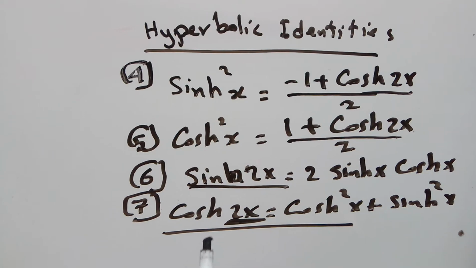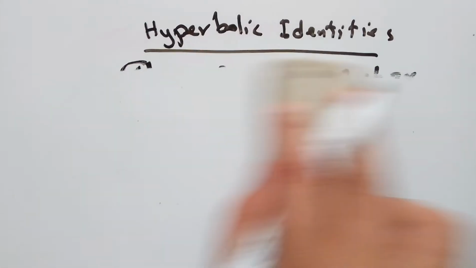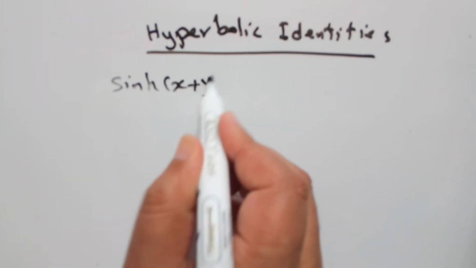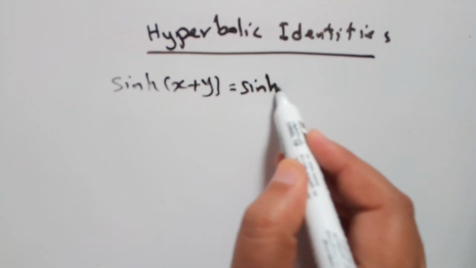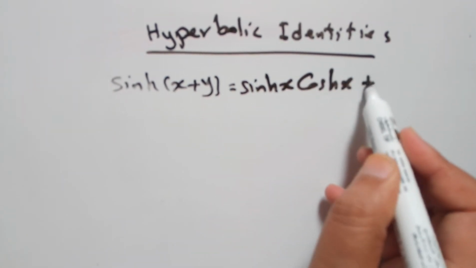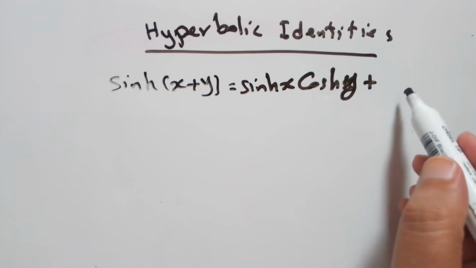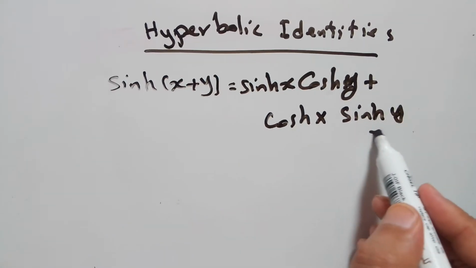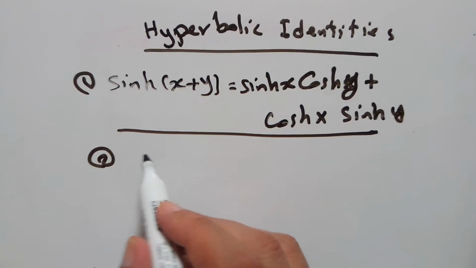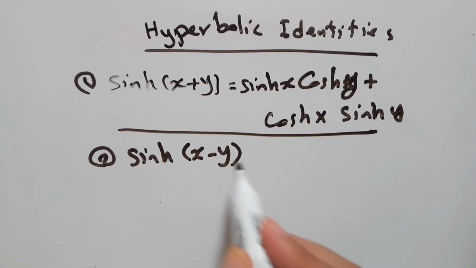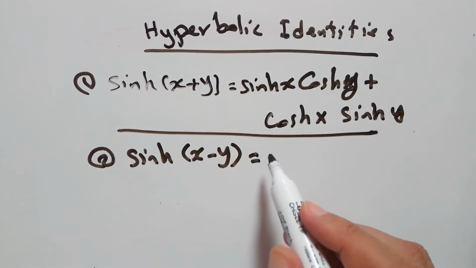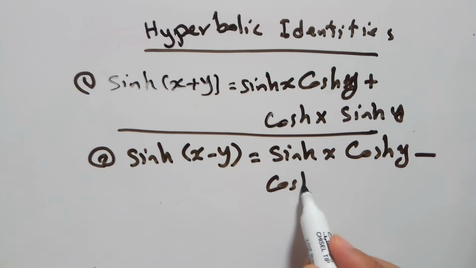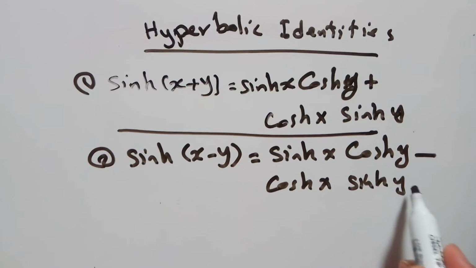Okay, and we have some identities for the sum and the difference between two values. Hypersine x plus y is equal to hypersine x hypercosine y plus hypercosine x hypersine y. This is number one. Number two, hypersine x minus y is equal to hypersine x hypercosine y minus hypercosine x hypersine y.